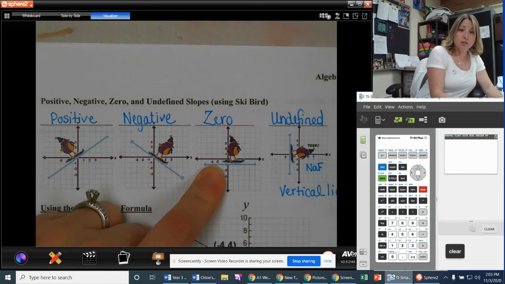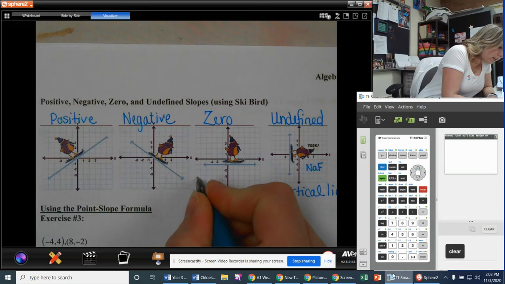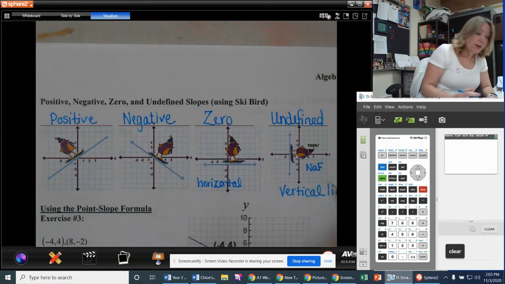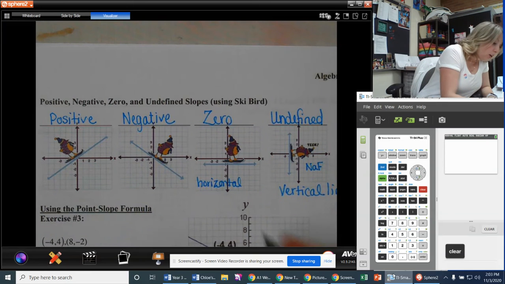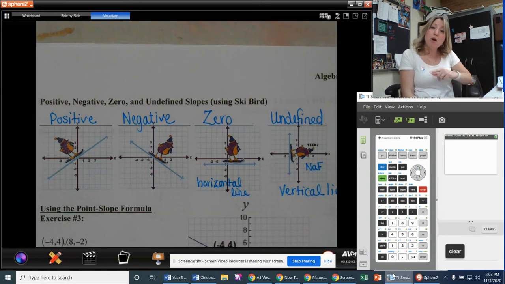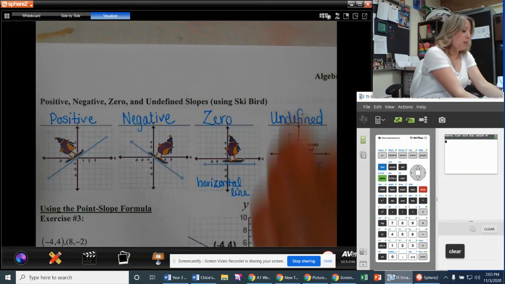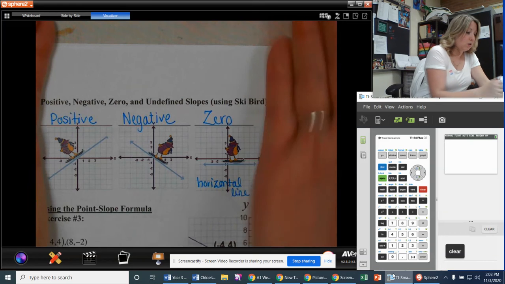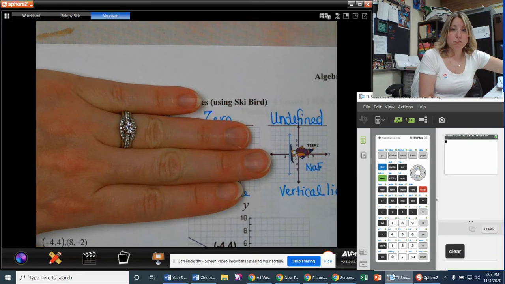Now I just want to go back to this one right here. This is a horizontal line. And again, this is a repeated y value. Y values can repeat in functions. We don't care about that. We care about whether or not x values repeat in a function. Okay, so these are functions. This is not a function.